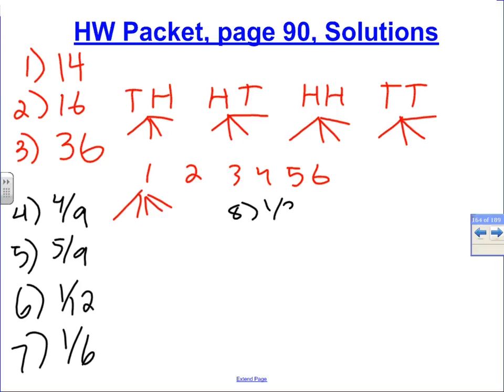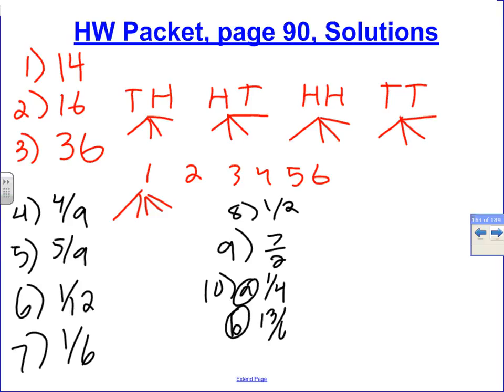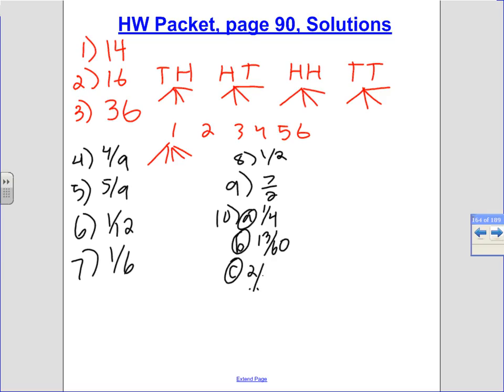Good. Oh, wait, no, sorry. 1 over something. It should be 1 over 2, not 1/3. So 1/2 for number 8. Number 9, Adam. It should be 7 over 2. Number 10A should be 1/4. 10B should be 13 over 60. 10C is 2/7.